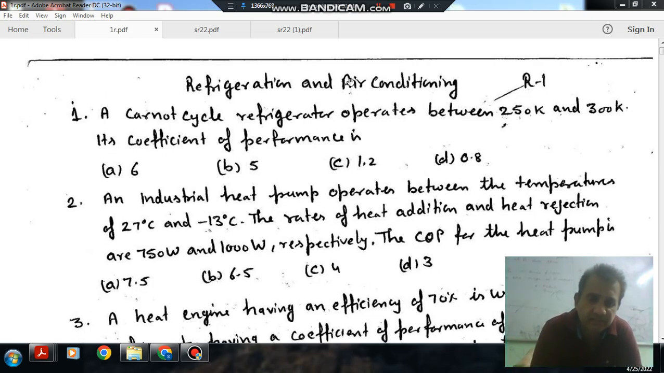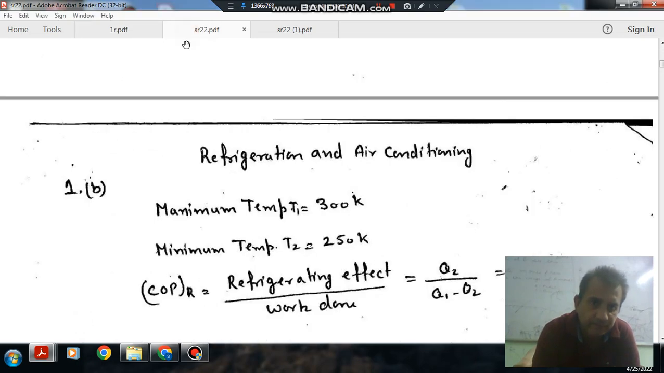In this session, we will solve some thermodynamics questions. The topic is refrigeration and air conditioning. Question number one: a Carnot cycle refrigerator operates between 250 Kelvin and 300 Kelvin. Its coefficient of performance is option A 6, option B 5, option C 1.2, option D 0.8.